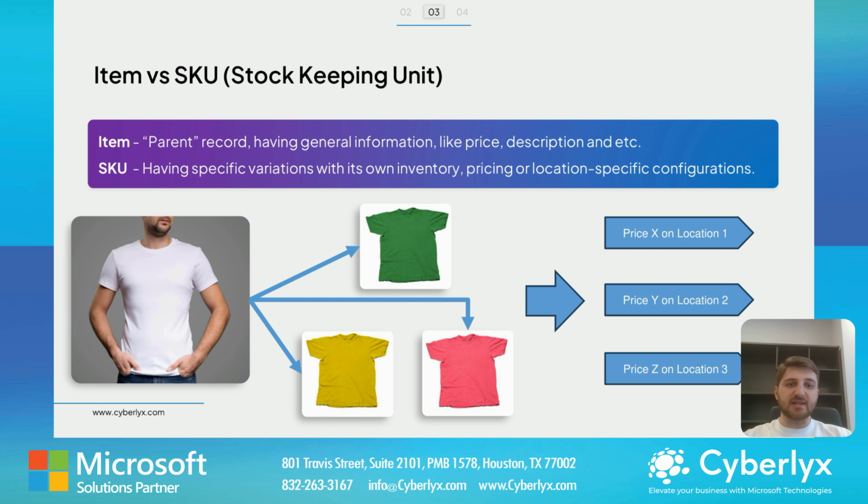For example, you can set different prices for a small white t-shirt in your Chicago store versus your New York warehouse, or assign different vendors per location. SKUs make managing complex location-specific or variant-specific inventory scenarios efficient and error free. For businesses using Business Central, SKUs ensure you are tracking the right products in the right places, leading to better customer satisfaction, lower costs, and smoother operations.